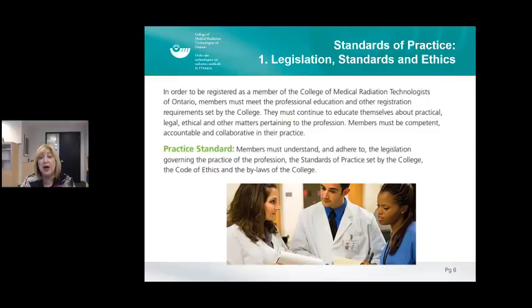And as you all know, the standards of practice of the profession set what it is that MRTs and sonographers must meet in their daily practice. And in fact, it can be considered professional misconduct for failing to meet the standards of practice. So it's really important that members know and understand all the legislative framework that governs the practice of the profession.